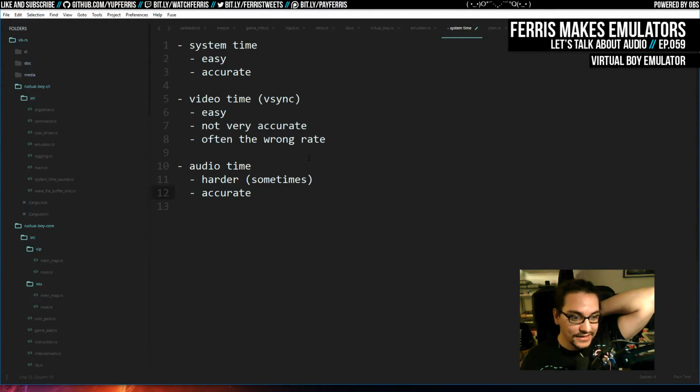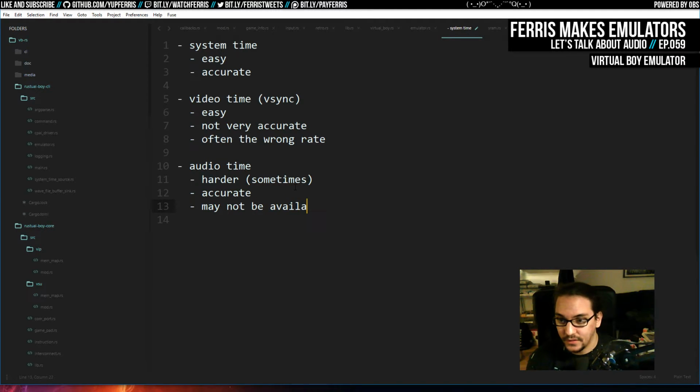you have to do the CRT phosphor decay. With Vectrex, you kind of just have to pick a sample rate where you want to sample the phosphor, as it were, to produce an image. So this can be harder, but it's usually very accurate. But here's the other thing, it may not be available. For example, if you have a front end that can enable and disable sound, you may not actually have this available.